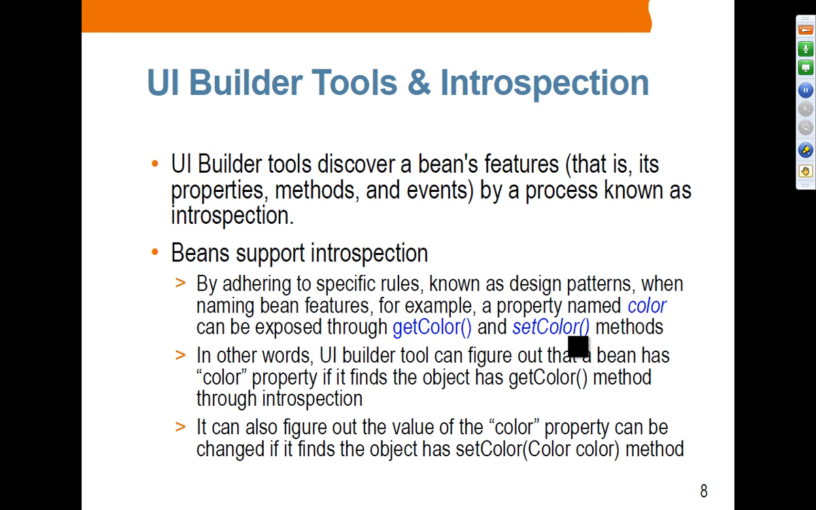So in other words, the UI Builder tool can figure out a bean has a color property. It finds the object has a getColor method through introspection. By using introspection, it can find out all the methods, and by looking through all the methods, if it finds a getColor method, then it knows that there is a property called color. And if it also has a setColor method, it knows that it can also change the color value. So that's basically what setColor is all about.